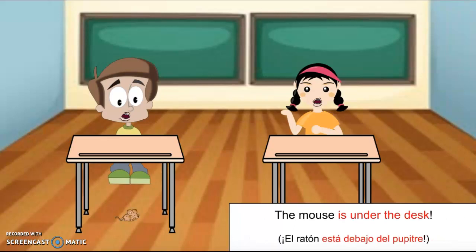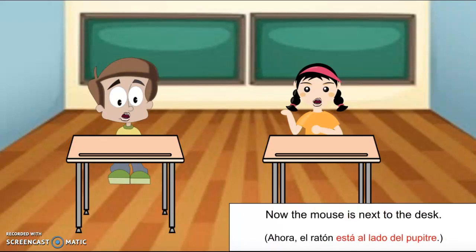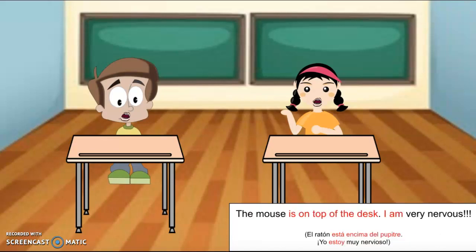The mouse is under the desk. Now the mouse is next to the desk. The mouse is on top of the desk. I am very nervous.